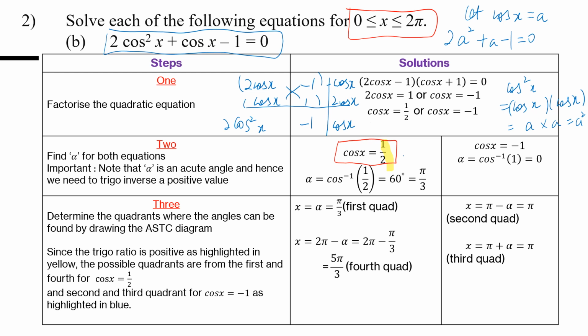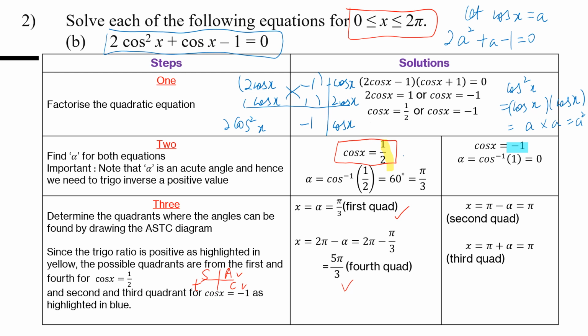So cosine x equals to half. Half is a positive value, so look at your ASTC, it will be first and fourth quadrant. First will be just alpha itself, which is pi over 3. Then the fourth quadrant will be 2 pi minus alpha, which is 2 pi minus pi over 3, gives you 5 pi over 3. So that settles cosine x equals to half.